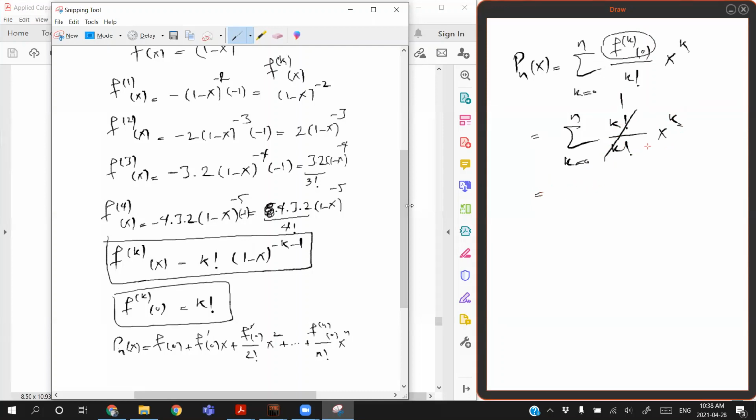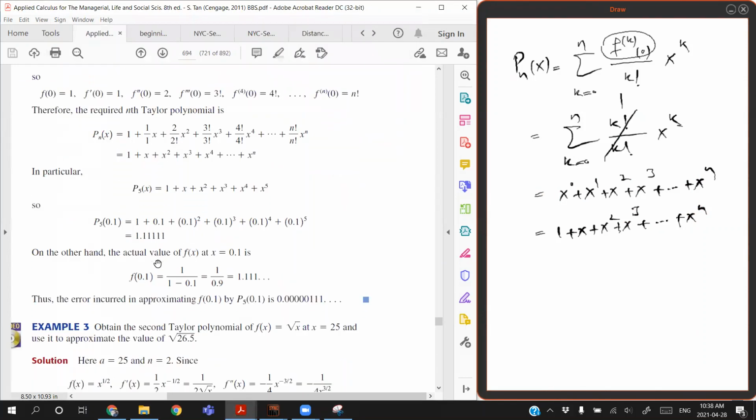So I get x to the power of 0 plus x to the power of 1 plus x to the power of 2 plus x to the power of 3 all the way to x to the power of n. Yes, which is the same thing as having 1 plus x plus x squared plus x to the power of 3 all the way to x to the power of n.